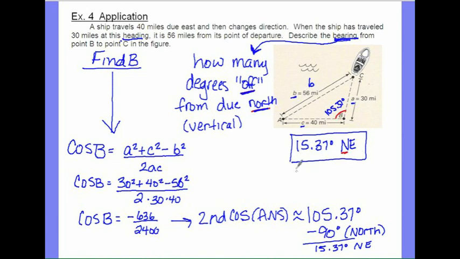If you're checking it in your book, they write it different sometimes. They do north 15.37 degrees east. I don't really care how you write it. I actually write it as northeast. So it's just 15.37 degrees northeast. And they write it north of east. So either way, just wanted you to know your book writes it kind of funny.